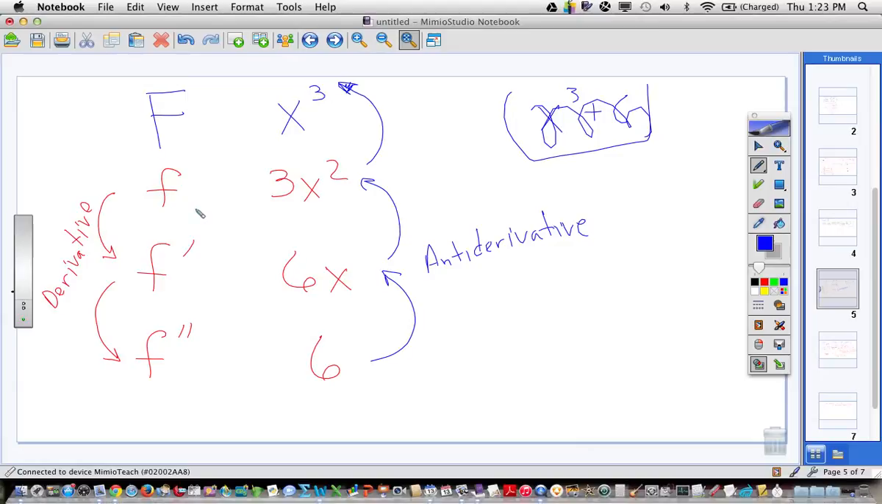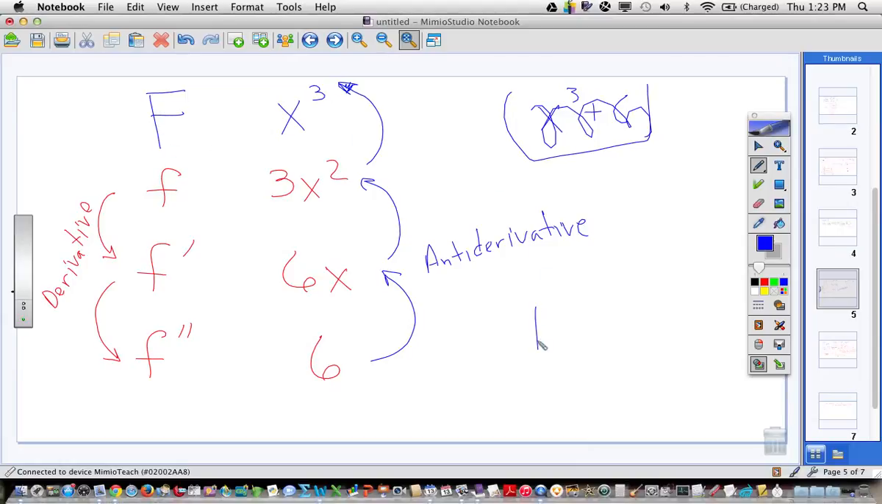Now, for some of you, that's going to be a problem because I've noticed that when you draw your f, you've been drawing capital F's. We've got to be careful because little f and big F now have two different meanings. Okay? So from now on, big F is the antiderivative of little f.